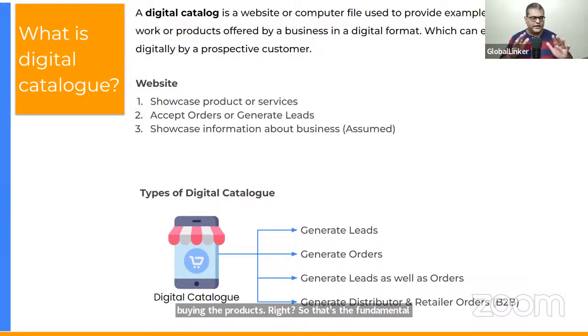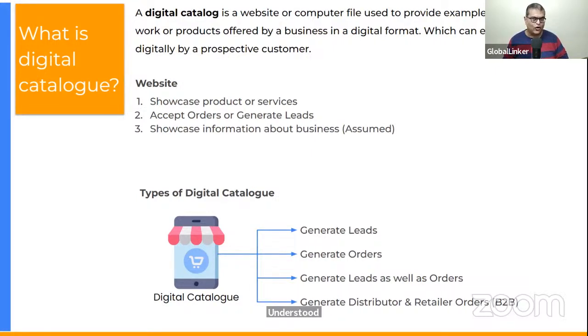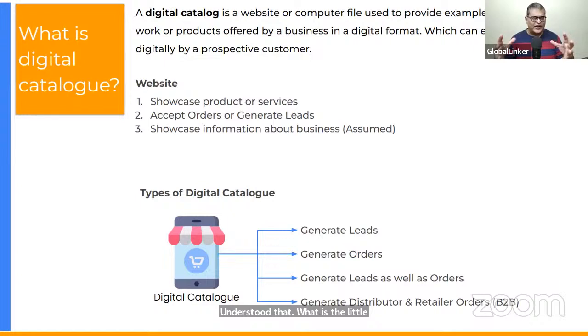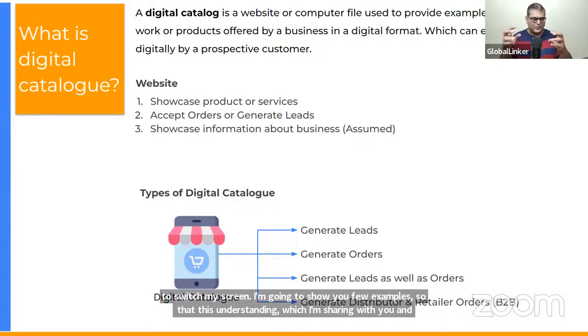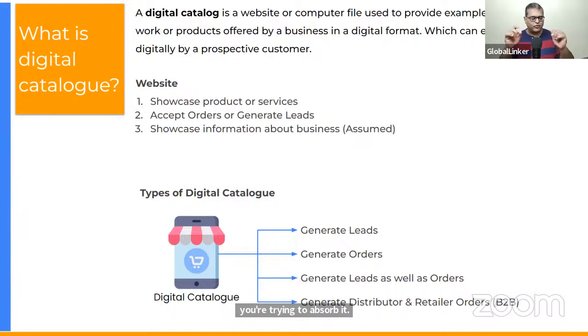All right. So we have understood what a digital catalog is and how many types of digital catalogs there are. Now I'm going to switch my screen. I'm going to show you a few examples so that this understanding which I'm sharing with you, and you're trying to absorb, which is sometimes a little difficult to comprehend and relate to, becomes clearer. So we'll look at a few examples, and that's where you'll be able to understand it in a better way. So let's go.